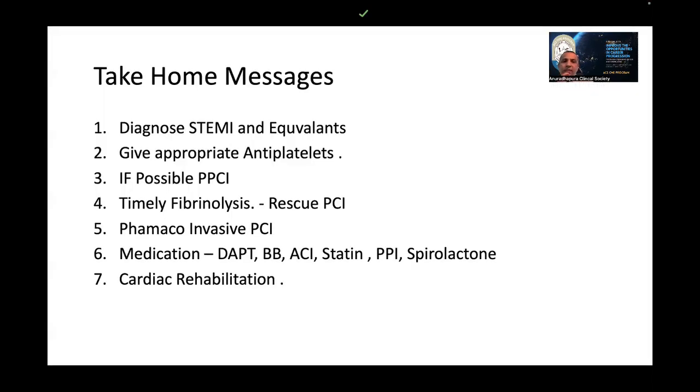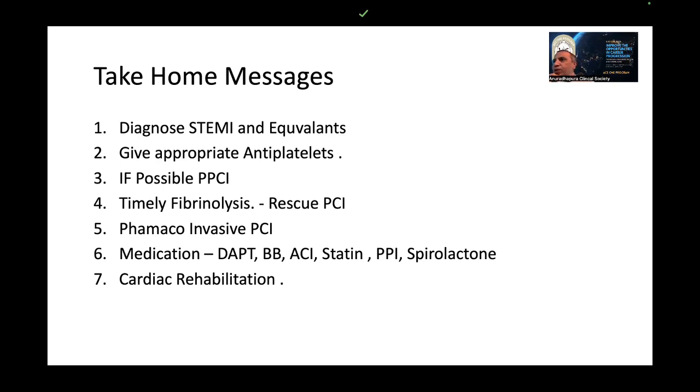So take home messages: the diagnosis of STEMI and equivalents is important. So then give appropriate antiplatelet, and if possible, primary PCI. If not, if there are PCI delays, you thrombolyze. Even after successful thrombolysis, ideally you should do the PCI. The medications should be checked before discharge: dual antiplatelet, beta blockers, ACE inhibitors, statin, and PPI, and if the EF is low, spironolactone. And then secondary prevention is the next lecture.